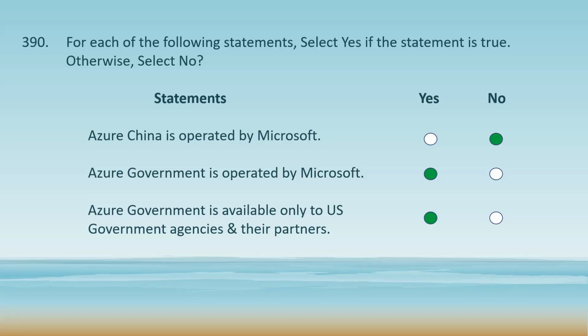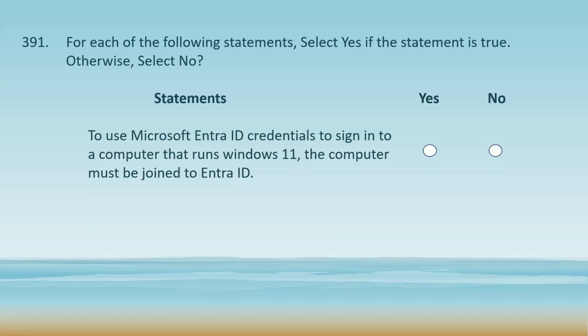And the first statement is to use Microsoft Entra ID credentials to sign in to a computer that runs Windows 11, the computer must be joined to Entra ID. This statement is correct. Main thing in this statement is you need to use the Entra ID credentials to sign in on the machine, and for that very reason, the device must be joined to Entra ID. If the statement is changed slightly and you just need to access the organization's provided apps, then you can achieve this by registering your personal device as well in Entra ID.